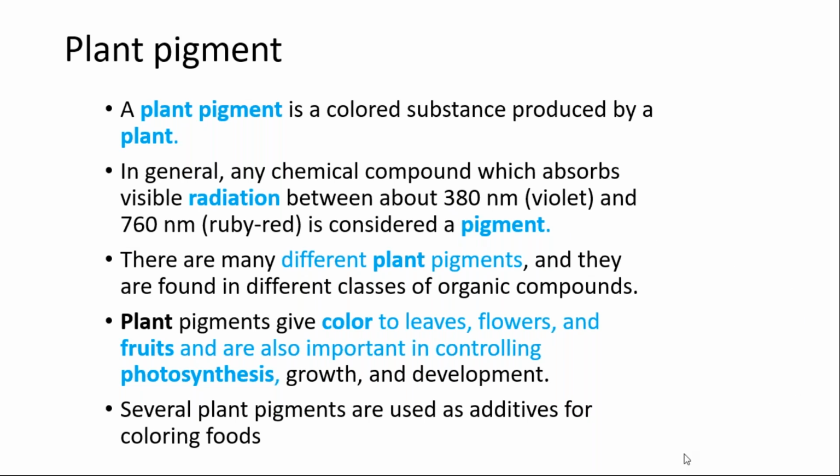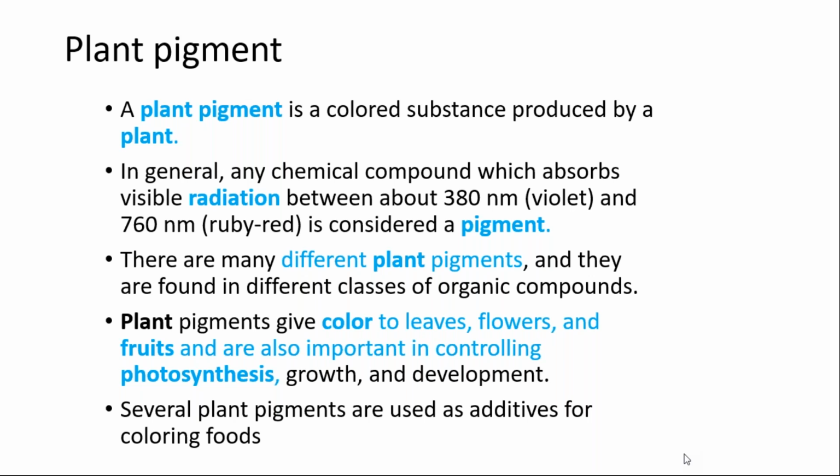There are many different kinds of plant pigments, and they are found in different classes, as you will see, like the carotenes, the xanthophylls, the phycobilins, the bixins, etc. And these pigments give color to either the leaves or the flowers or the fruit or the root, as in the case of turmeric. And the major pigment in the plants is important for controlling photosynthesis, growth, and development.